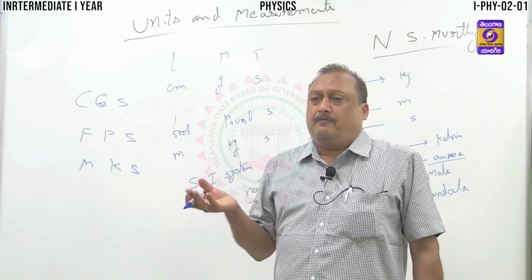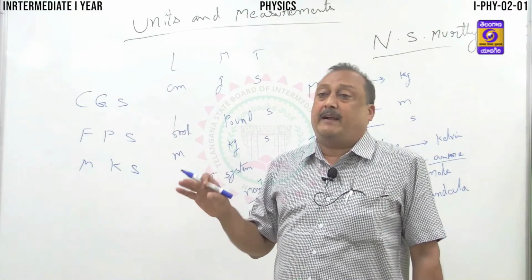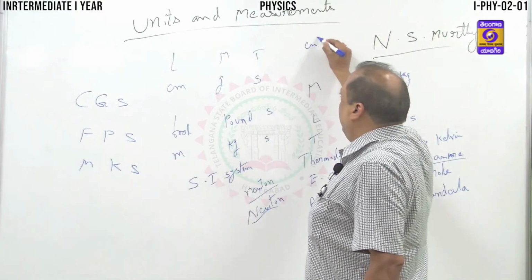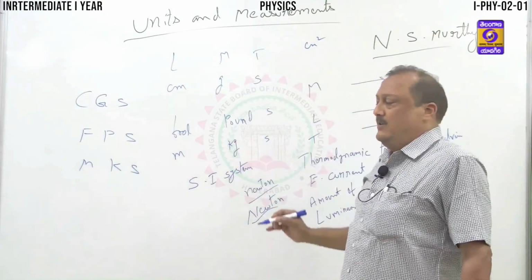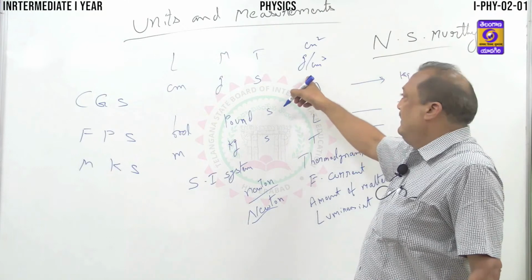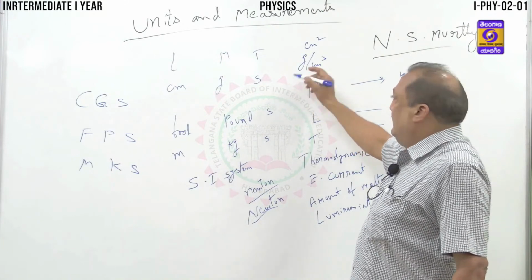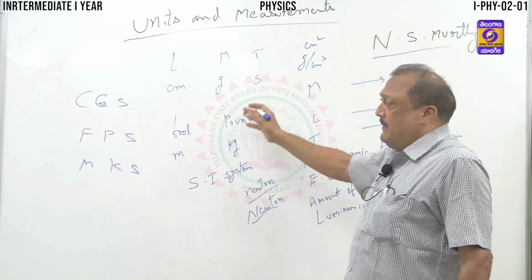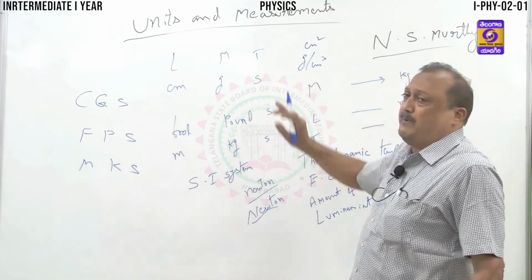The units of derived physical quantities are called derived units. Derived units: centimeter square, that is unit of area. Gram per centimeter cube, that is unit of density. This is a derived unit, since it depends on fundamental units.